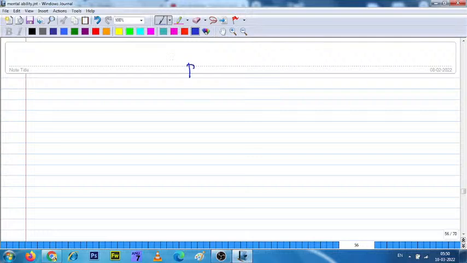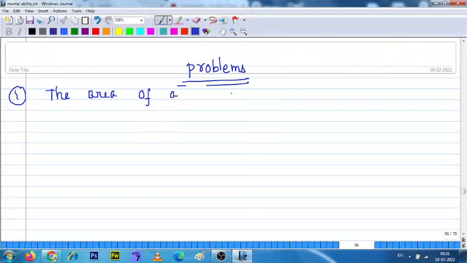So now let's have a discussion on problems. Problems ఒకటి discuss చేద్దాం మనం. Right. First problem, note down all of you. First problem. Let me write one. The area of a triangle.